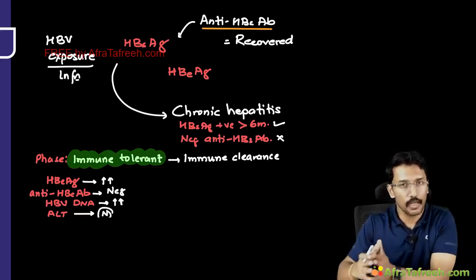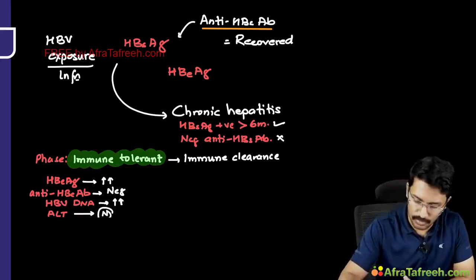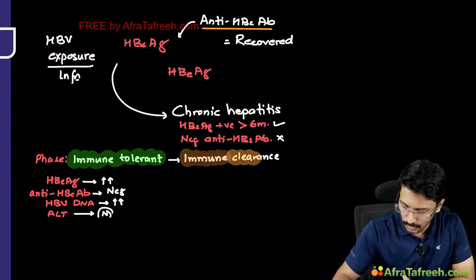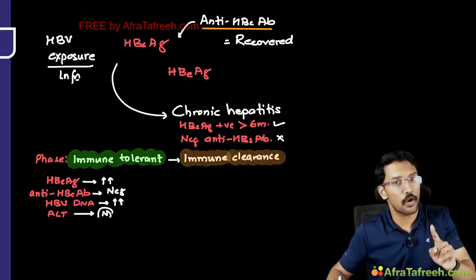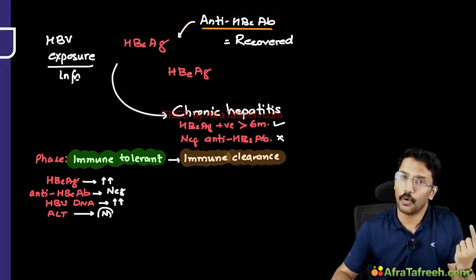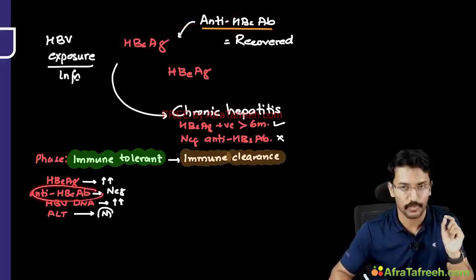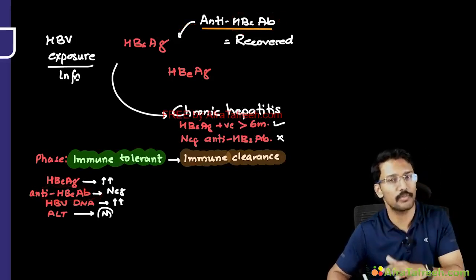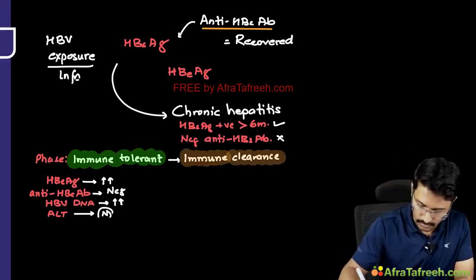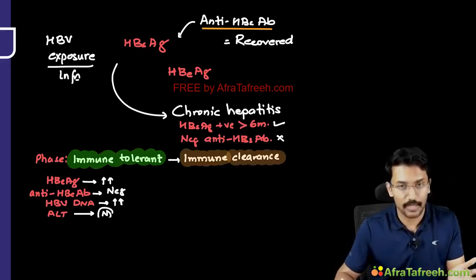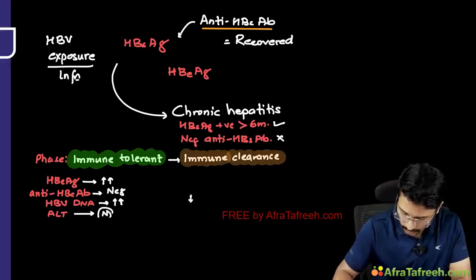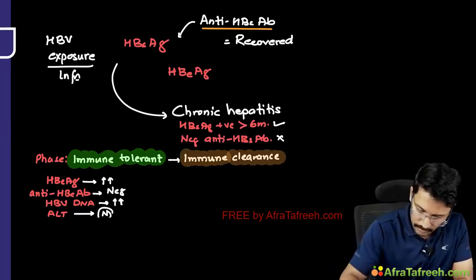So from here we venture into the next phase, which is called the immune clearance phase. Now what is happening in the immune clearance phase? The body is mounting an immune response, but not in the form of anti-HBs antibody, which is why there is no recovery, and also not in the form of anti-HBe antibody. Once the anti-HBe antibody comes in, it will suppress the viral replication. It's not happening. So what is happening in immune clearance? The other immune mechanisms are trying to clear the viruses. So your HBV DNA starts coming down, but it will still be detectable or elevated.